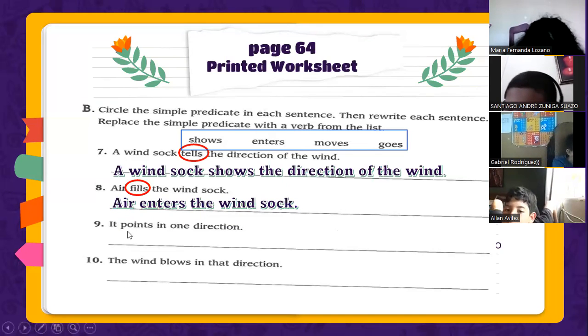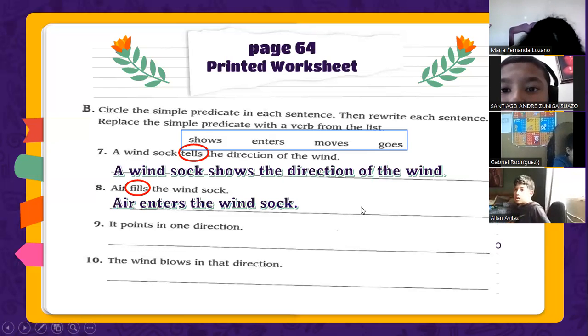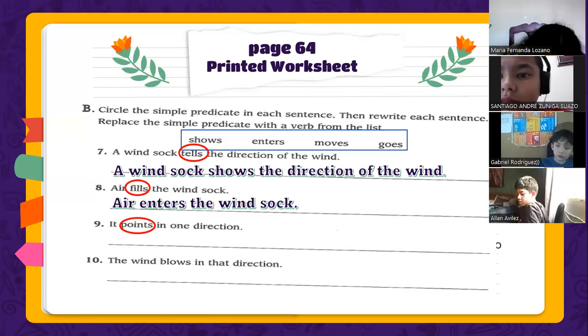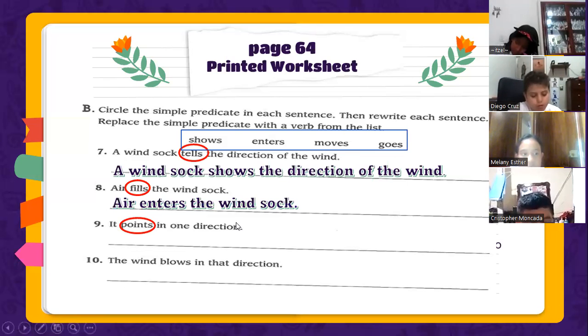It points in one direction. Points is the simple predicate, yes. Points. So what verb can replace points? It goes. It moves.